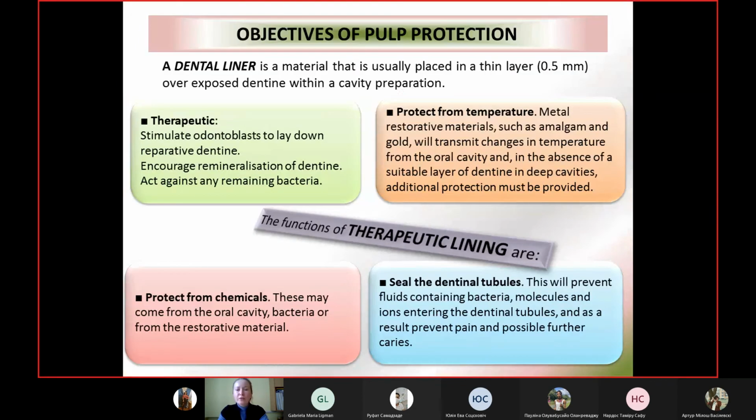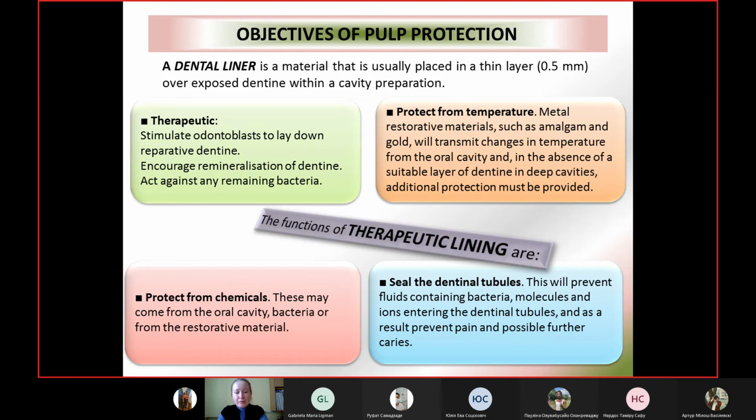So, objectives of pulp protection are as follows. First of all, therapeutic: it's to stimulate odontoblasts to lay down the reparative dentine and encourage remineralization of dentine. It can act against any remaining bacteria as well. Protect from temperature. Metal restorative materials such as amalgam and gold will transmit changes in temperature from the oral cavity, and in the absence of a suitable layer of dentine in deep cavities, additional protection must be provided.